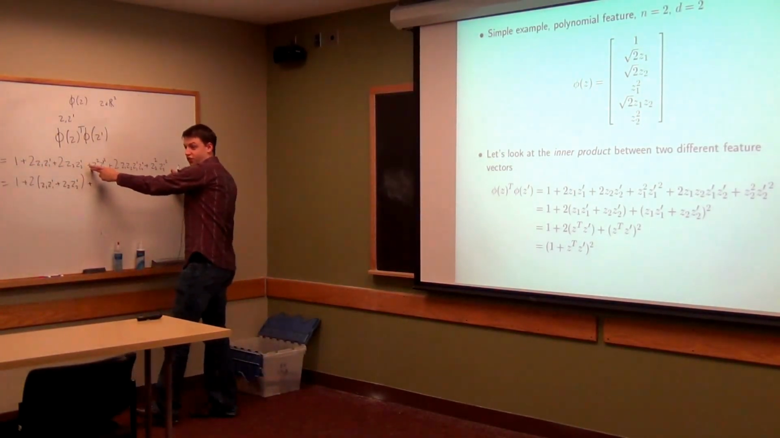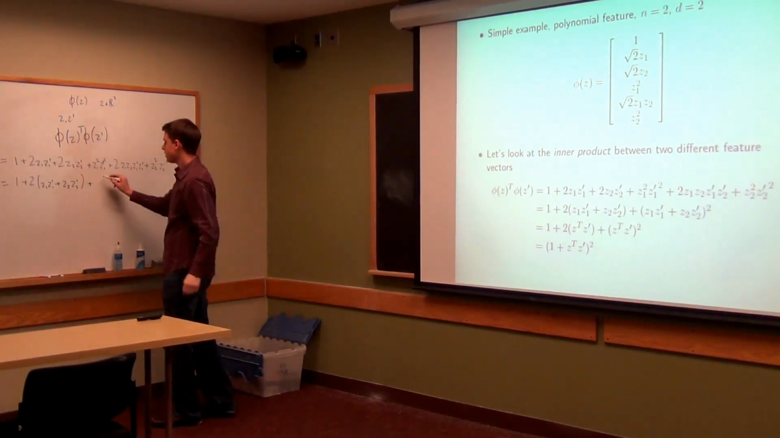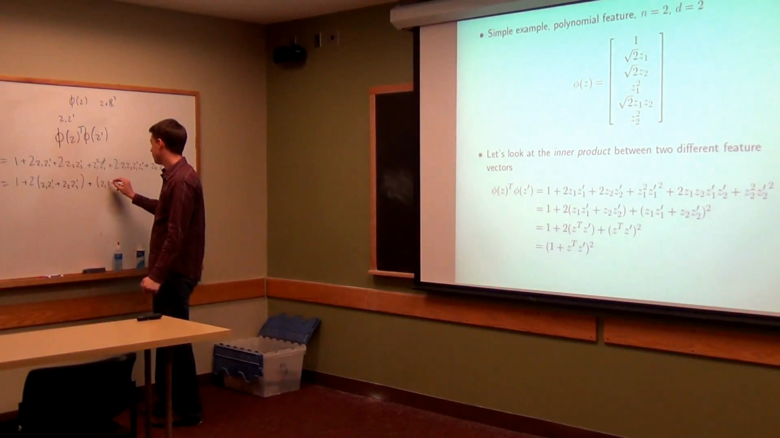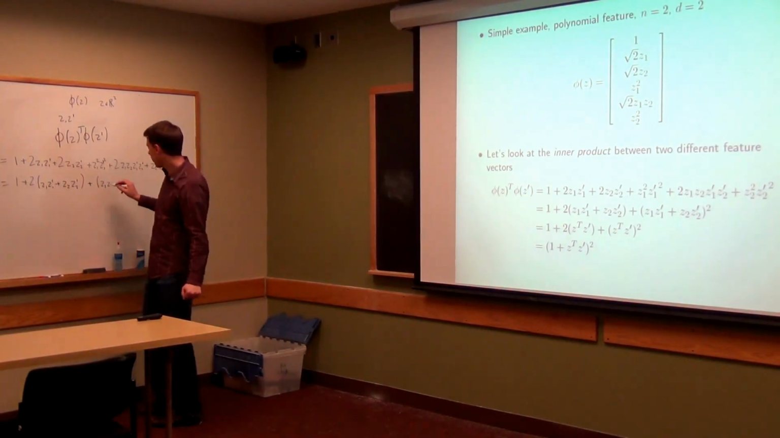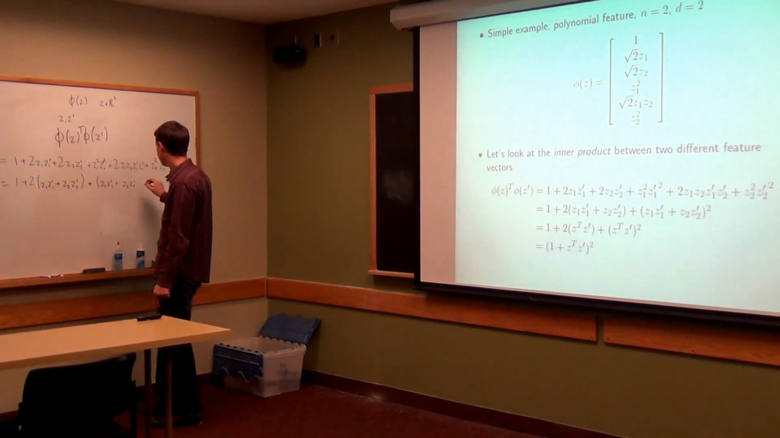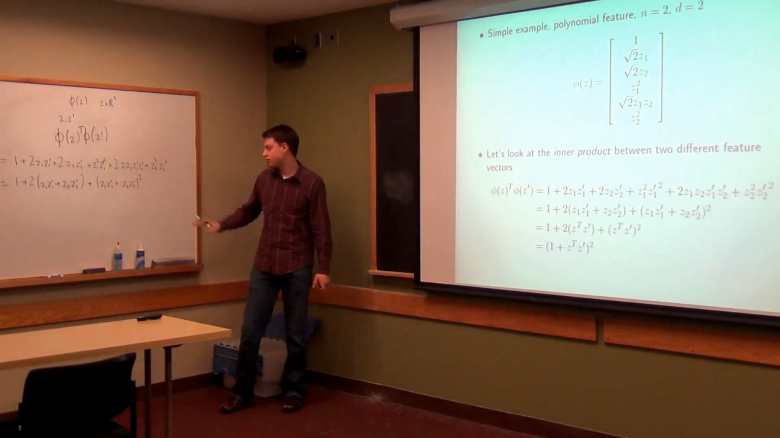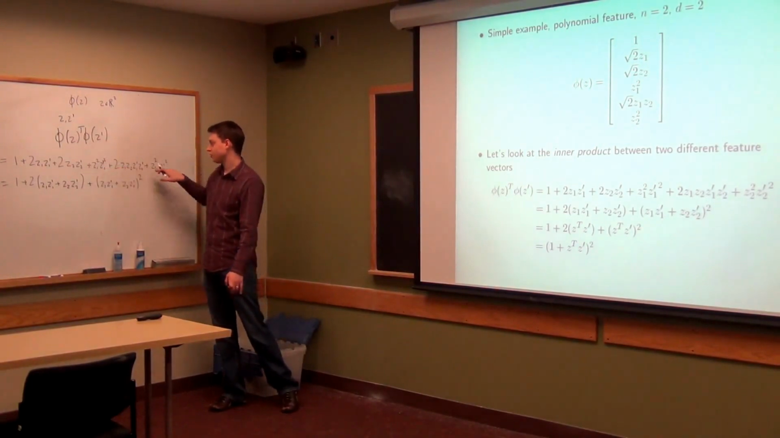Now I'm going to factor it. This is a squared term, right? So this whole term here is just equal to z1 z1 prime plus z2 z2 prime, all squared. Just do this out, you'll get each individual term there.